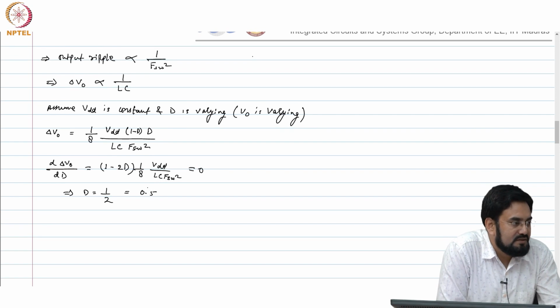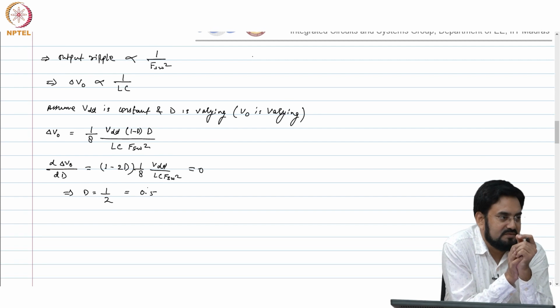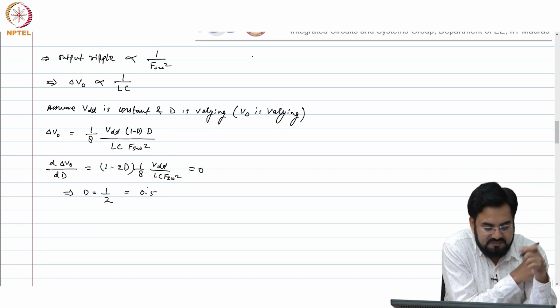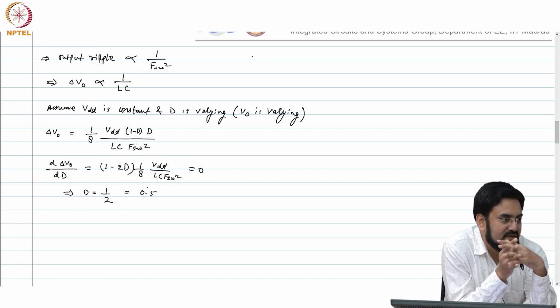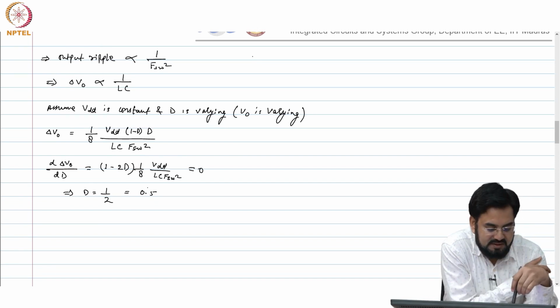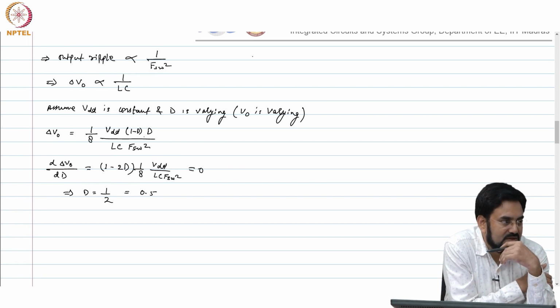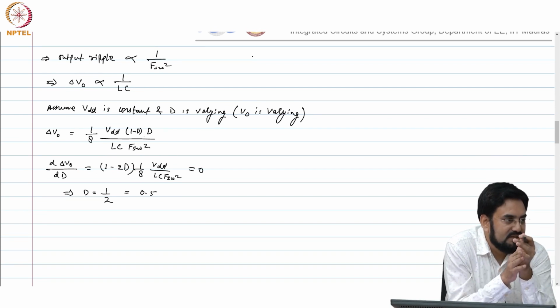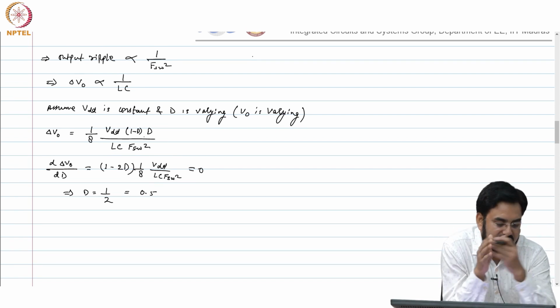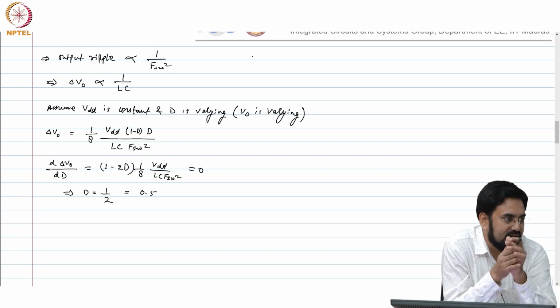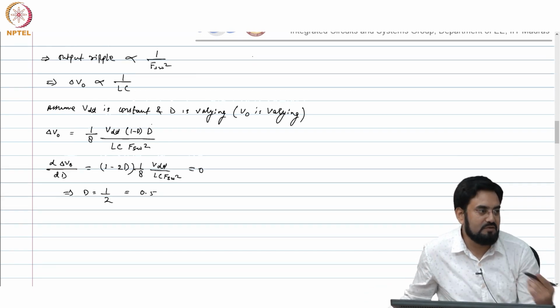you get maximum, which means on both the other sides ripple is less. If you look at here, this is a parabolic function, so it has a symmetry around 0.5 because it is 1 minus D into D. So, if D is 0.5, then this product becomes 0.25. At any other duty cycle you will see there is a symmetry. So, 0.1 will be equivalent to 0.9 because one will become 0.1, other will become 0.9. Same, 0.2 is equivalent to 0.8.